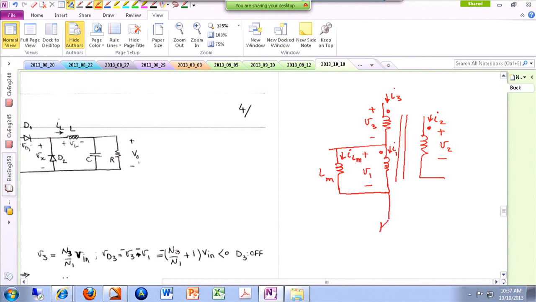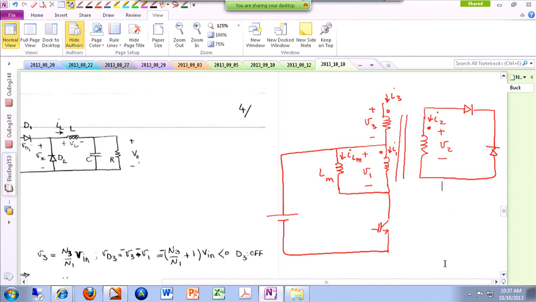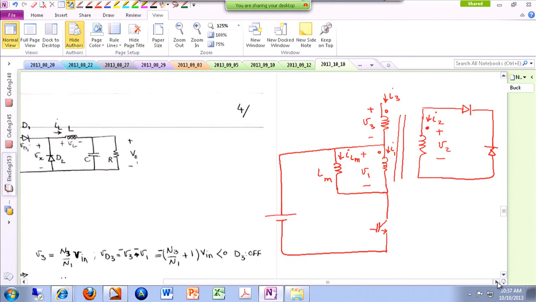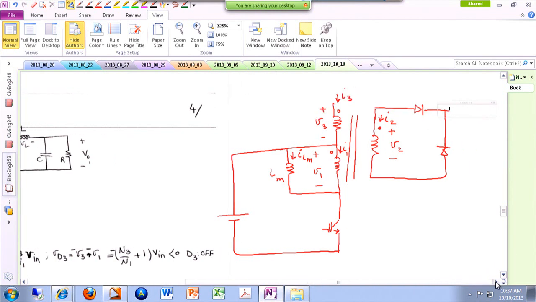Here you have, for instance, your switch, which is an IGBT. And then your source is connected here. And on the output side, we actually have 2 diodes. All right, something like this.